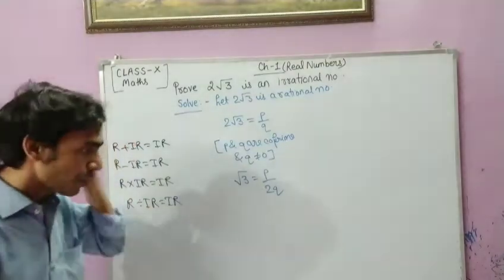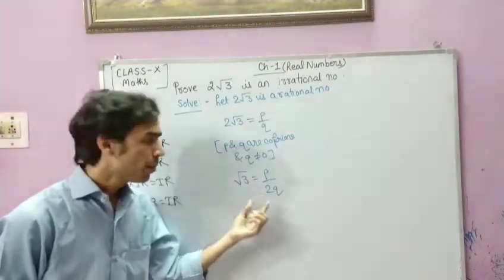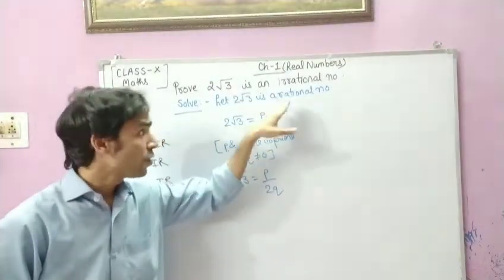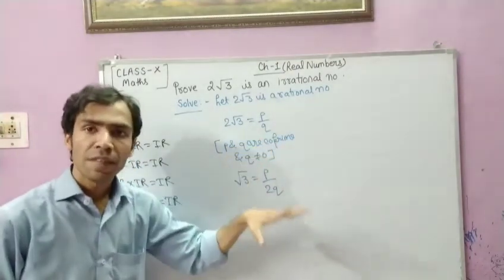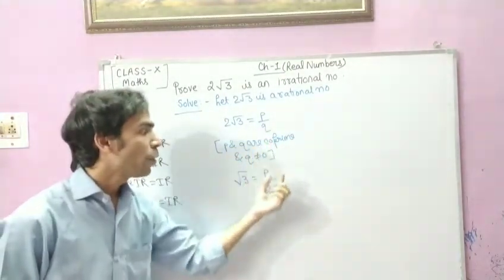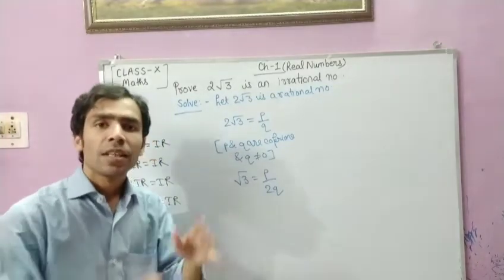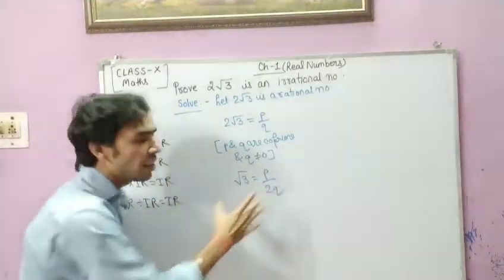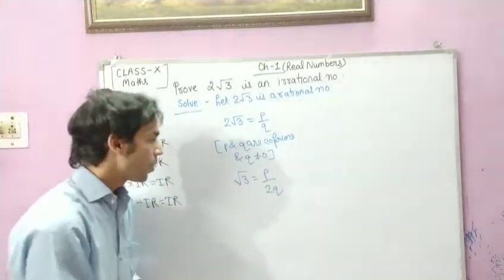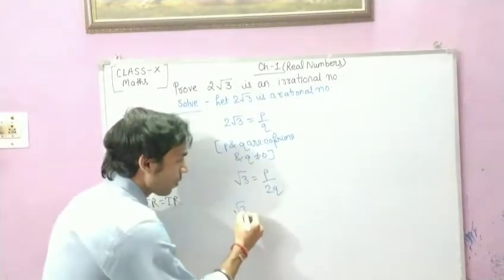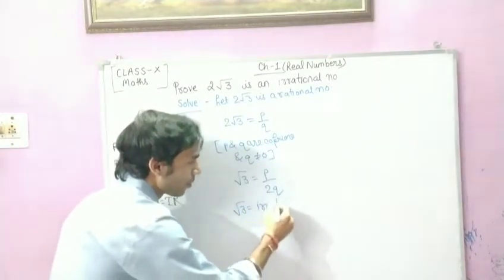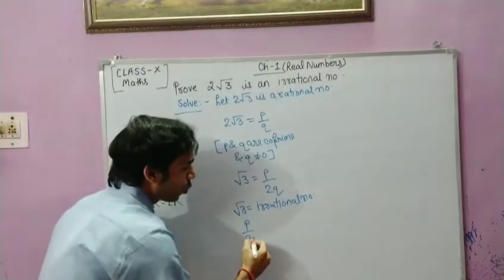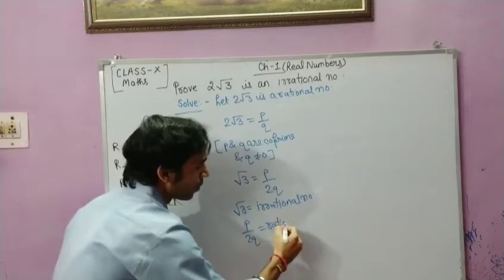Now you can see root 3 is an irrational number and p upon 2q will be a rational number, because p upon q was rational, we have assumed it. When we divide p upon q by 2, it will also be rational, because the division of two rational numbers is also a rational number. So by seeing this statement, we can say that root 3 is an irrational number, and p upon 2q is a rational number.